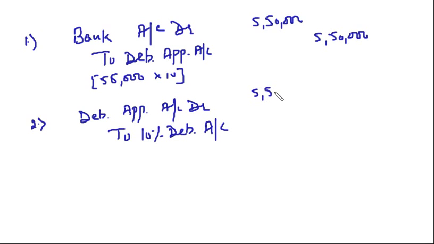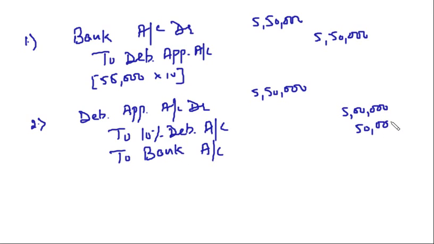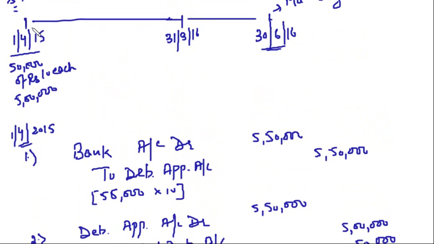In debenture application, we have 5 lakh 50,000, but in the debentures account, we'll take face value, that is 5 lakh, and the remaining 50,000 we will refund to bank account. Because there is no allotment money, all the money is being received in lump sum, so we will refund the excess money of 50,000. So these entries are on 1st of April 2015. Clear?